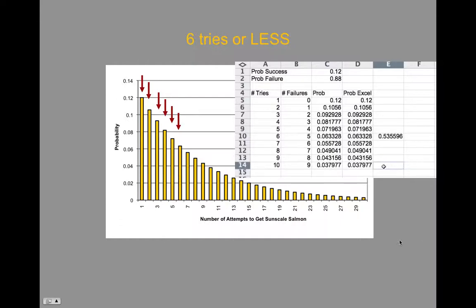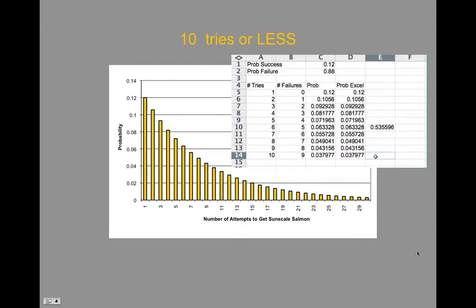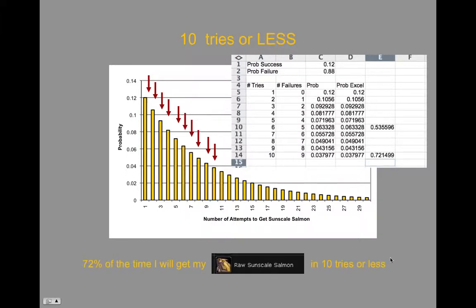What that means is that 54% of the time I will get the salmon in 6 tries or less. And then, let's just do it in 10 tries or less. At a 12% drop rate, what is the probability I'll get my salmon in less than 10 tries? We do the same thing here, summing up all of the probabilities from 1 to 10, and the answer is 0.72. So that means that 72% of the time I'll get it in 10 tries or less.